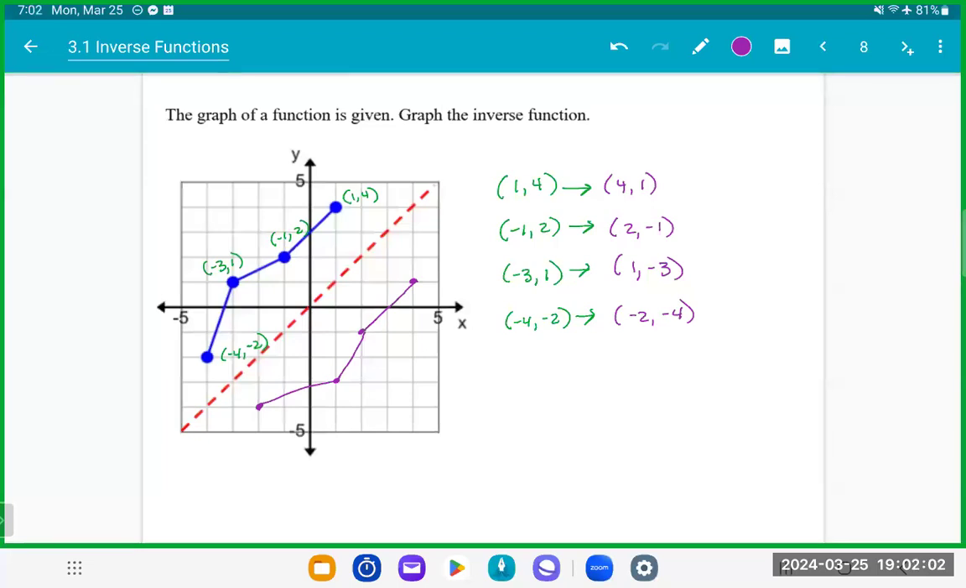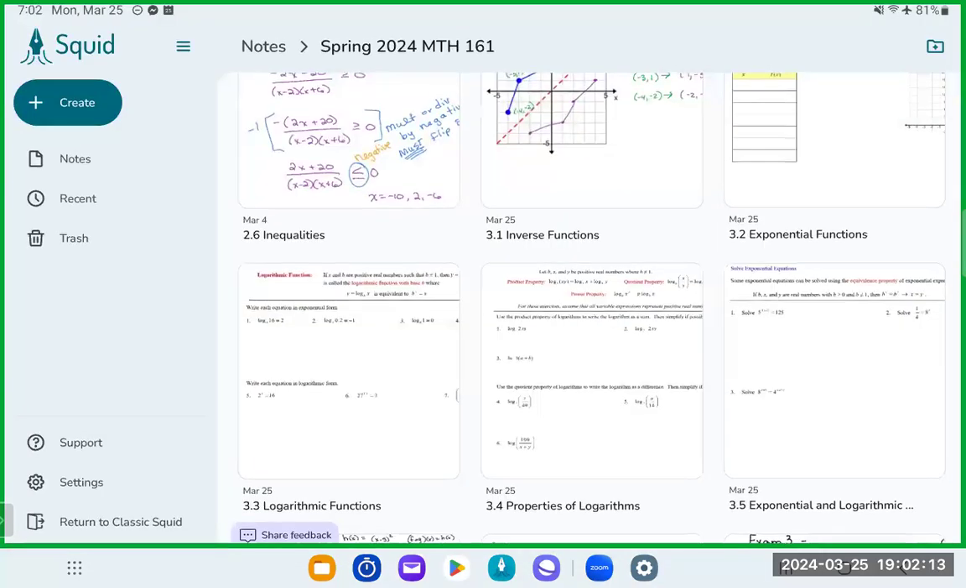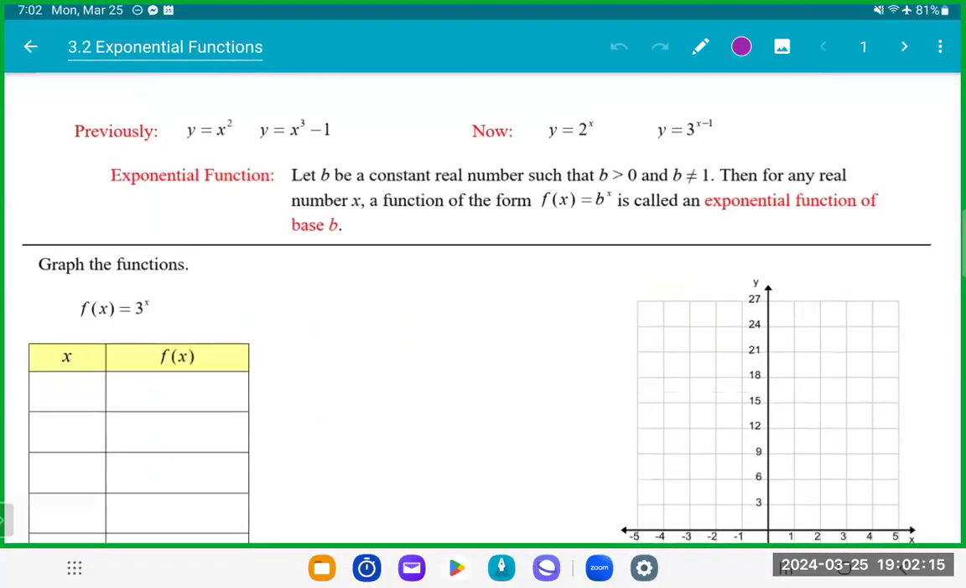Okay, question. All right. So that was section 3.1. So that's just getting us a little bit of a taste of what inverse functions look like.